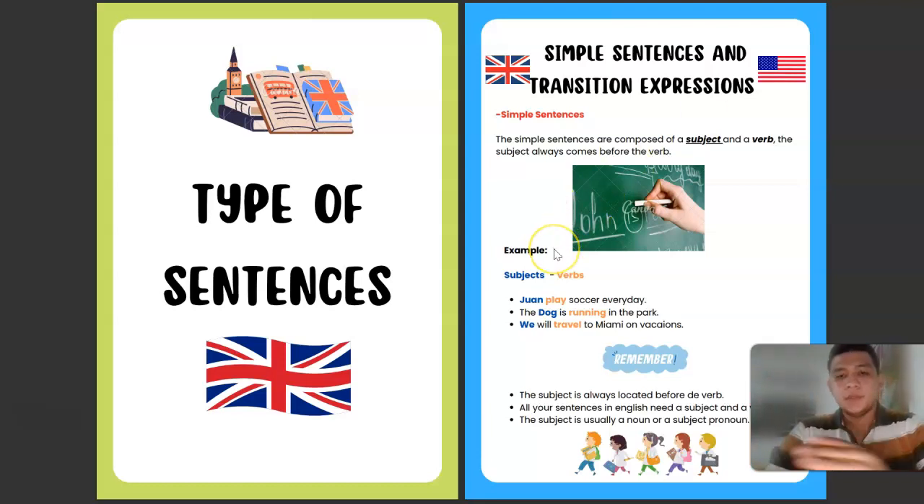For example, Juan plays soccer every day. The subject is Juan and the verb is plays. The dog is running in the park. The subject is dog and the verb is running. Remember, the subject is always located before the verb. All your sentences in English need a subject and a verb. The subject is usually a noun or a subject pronoun. For example, he, she, it, I.